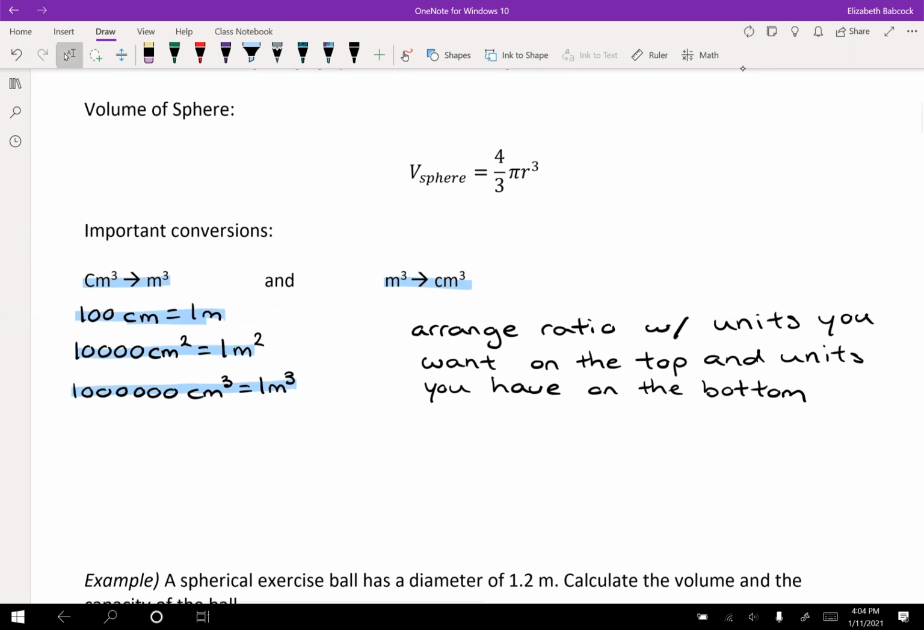Okay, when you are deciding which way to put it, arrange the ratio with the units you want on top and the units that you have on the bottom. So if you have centimeters cubed, you will be multiplying by 1 meter cubed over 1 million centimeters cubed. Okay, so you need to set it up so that these cancel out and you have one on the top and one on the bottom.